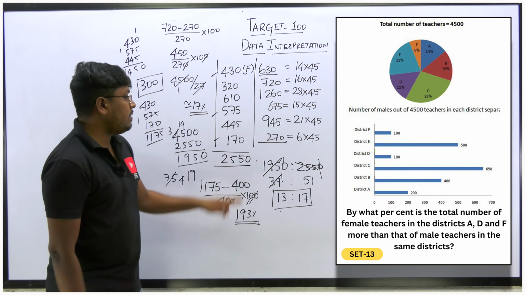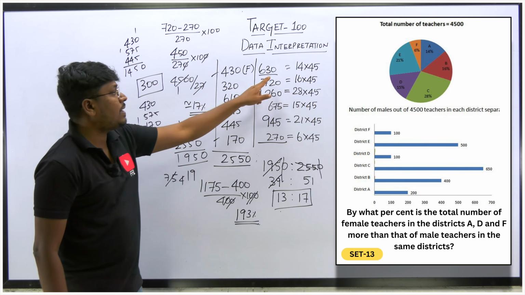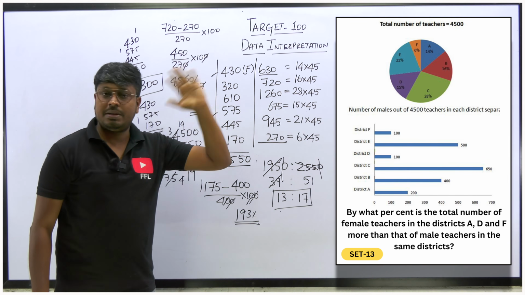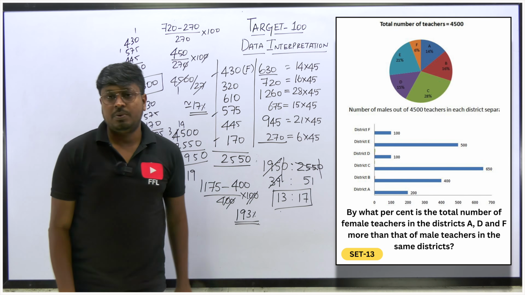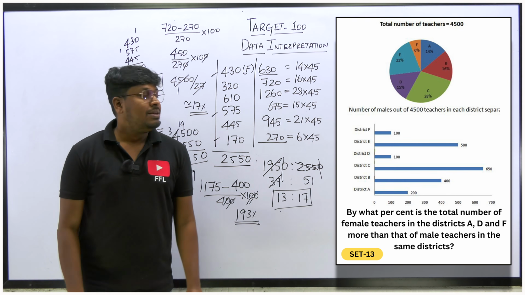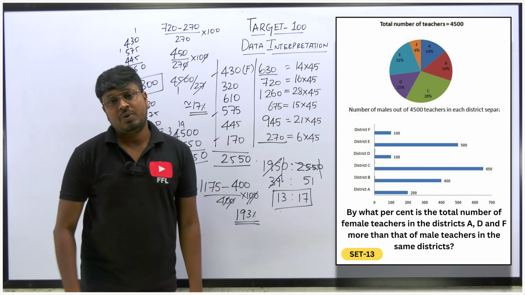So there, if you need to find the total number of females, you have to find the total teachers in districts A, B, C, and then you have to subtract the males. Only then you will get the total female. So there is no other way, you have to do it in this way, right? This is the easiest way to solve the question.